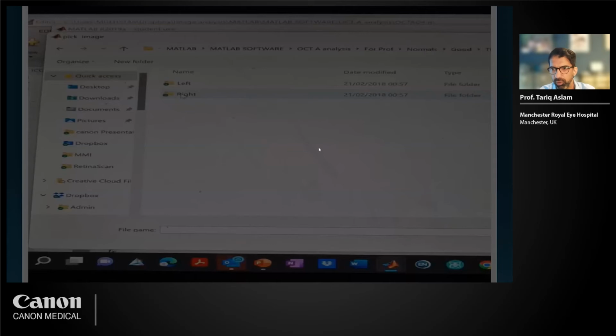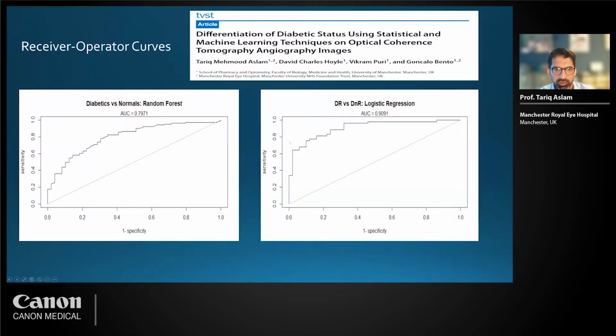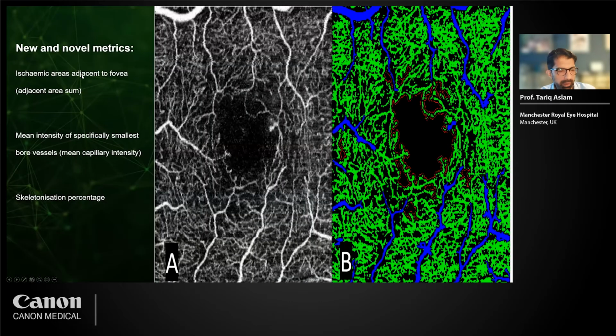So what do we get from this? From this, what we see is that we have found a few key metrics which were most important. Rather than foveal area, which can be quite a noisy measurement, we found that ischemic areas adjacent to the fovea were very important in delineating those who had diabetic damage. Also, the mean intensity, not just of vessels overall, but of the smallest vessels. And then finally, the skeletonization percentage. Skeletonization is if you took every vessel and reduced it to just a single pixel width.